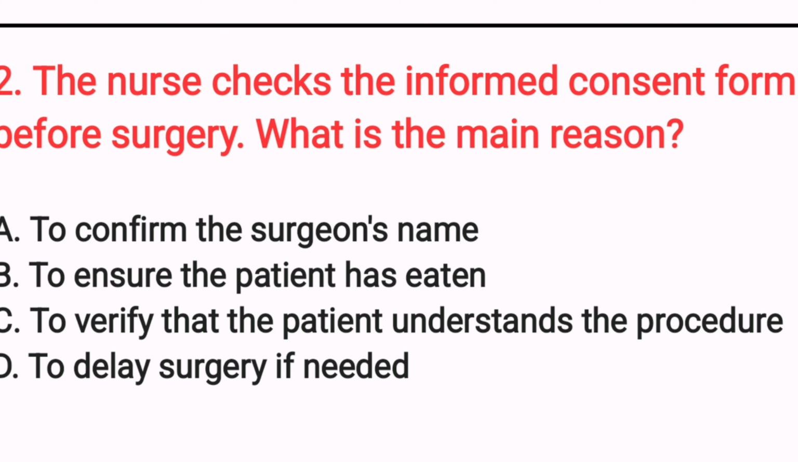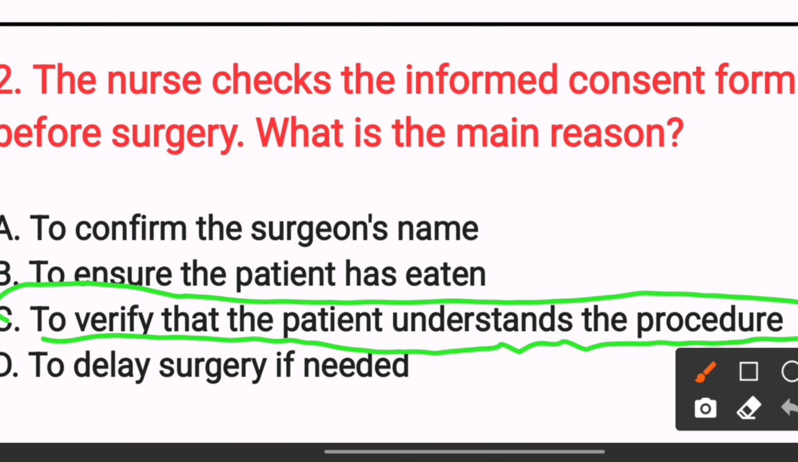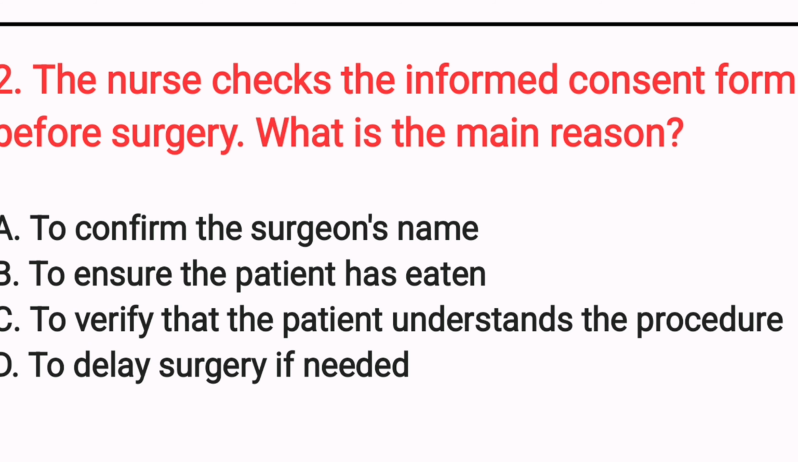What is the main reason? Option A, confirm the surgeon's name. Option B, to ensure the patient has eaten. Option C, to verify that the patient understands the procedure. Option D, to delay surgery if needed. Option C is the correct answer: to verify that the patient understands the procedure.